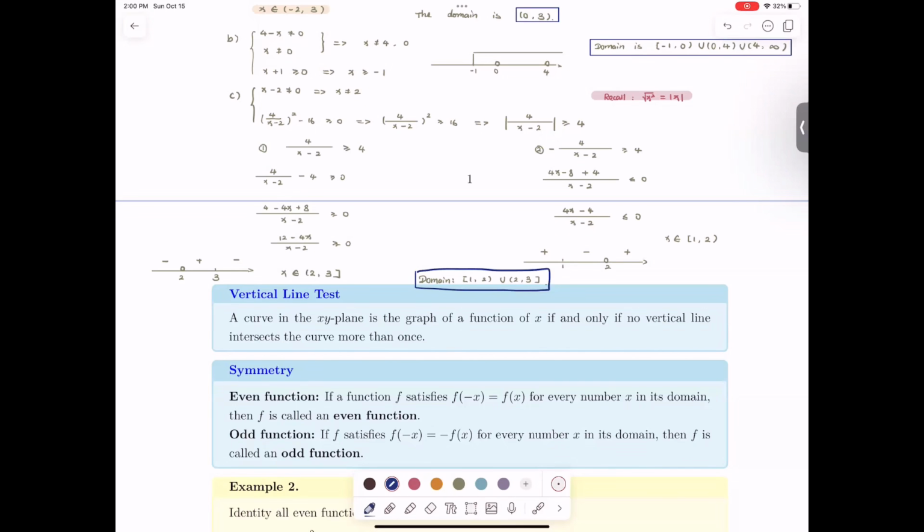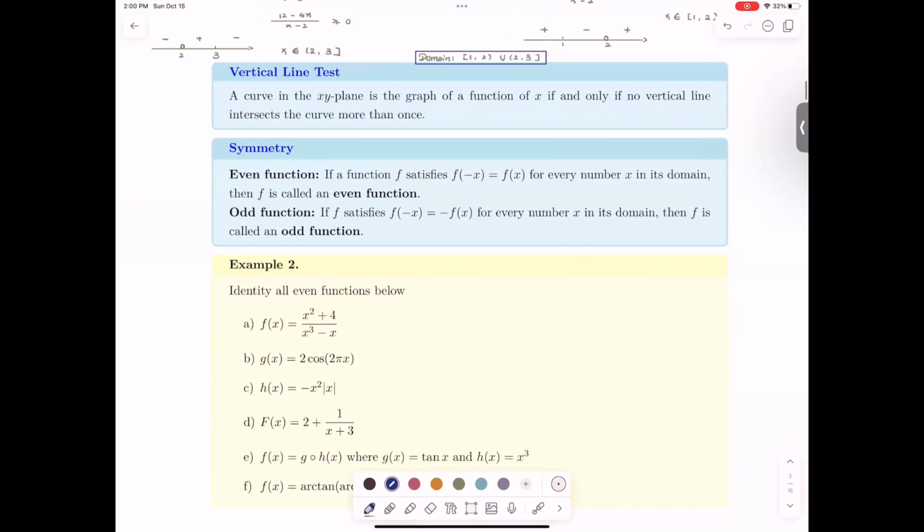Make sense? It's more complicated than the other two because you have cases we need to discuss. Does this make sense? Okay, move on. Vertical line test. What is the vertical line test for? To check what? Vertical line test is used to check if it's a function.